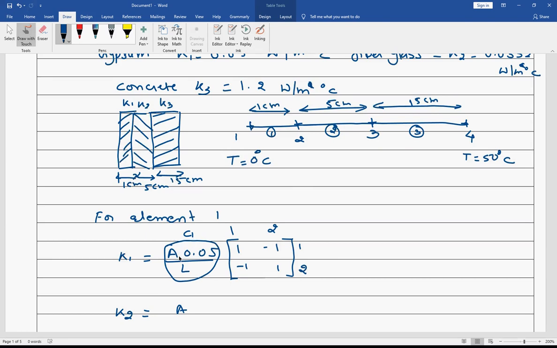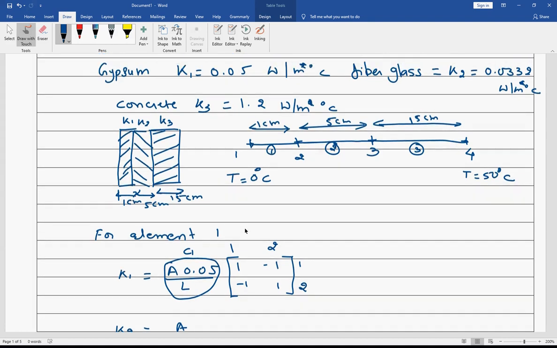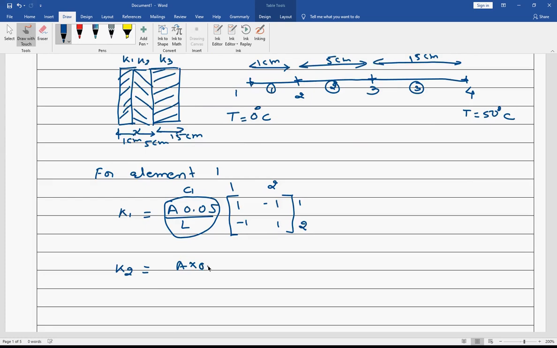So I can call this as a C1 parameter. A you can consider to be 1. So next conductance value is 0.0332 upon length of element 2, here length of element 1. I can call this as a C2. This will be 1 minus 1 minus 1 1, and from the connectivity table I get 2 3 2 3.